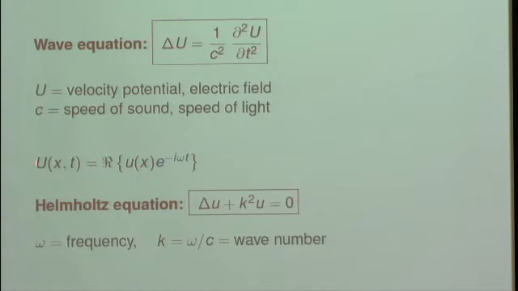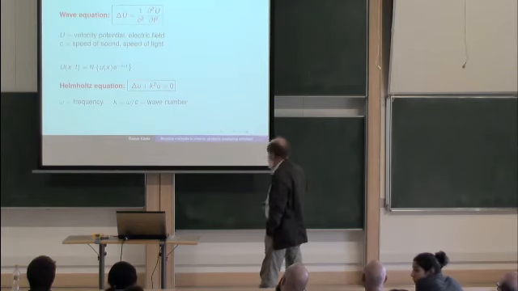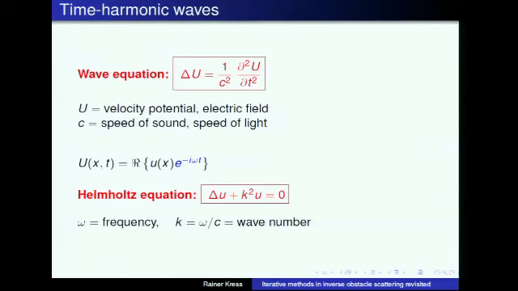And whereas this quantity has to be a real quantity, and that's why we take the real part of this equation, u is a complex valued function which models the amplitude and the phase of the space dependent part of the wave motion. So we will be concerned with the Helmholtz equation with a positive wave number k.